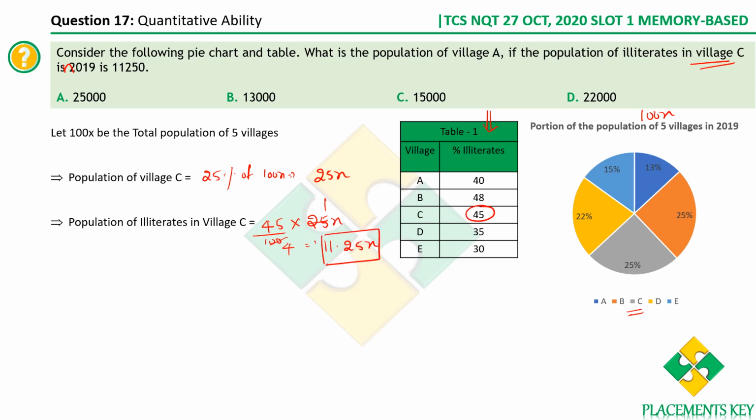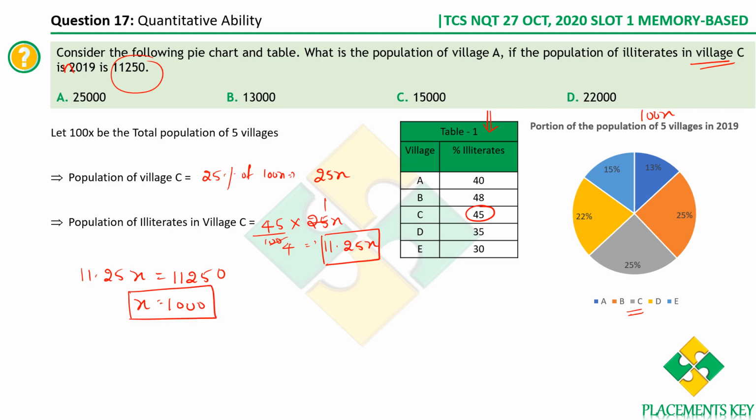So 11.25x, this value is already given as 11,250. So clearly what is the value of x that we get? Is it 100? If you divide 11,250 by 11.25, you get 1000, not 100. So the value of x is 1000.